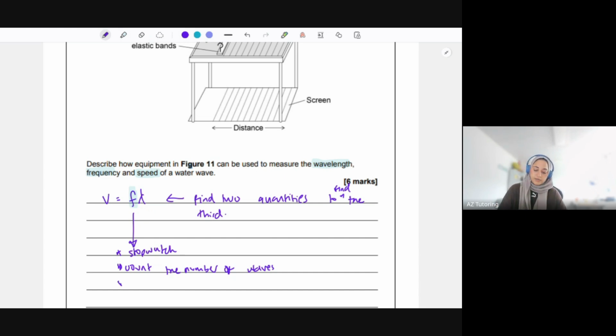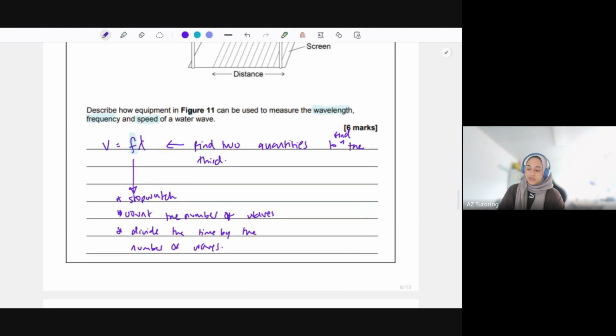So make sure you're specific about that, because you want control variables. Make sure you know for this exam you control, independent and dependent. Dependent is what you're measuring, independent is what you're changing. Controlling is what you're keeping the same, so it doesn't affect the investigation. So here you would count the number of waves passing a point in a fixed time period. You would then divide the time by the number of waves, because you want to determine the time for one wave, which is basically the time period.